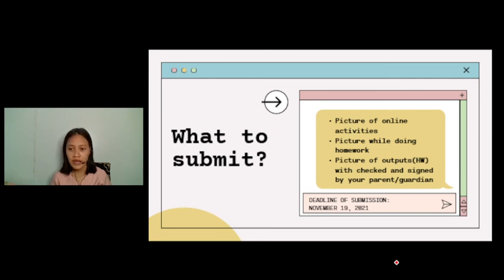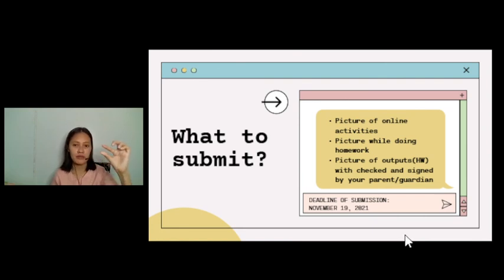Kailan ang deadline ng submission ng inyong outputs? On November 19, 2021. So, this Friday na po yung submission po nila. So, pwede nyo pong i-collage yung inyong submitted outputs or yung pictures ninyo para isang submission na lang po siya sa ating Edmodo class. O kaya naman, you may make your own thread.